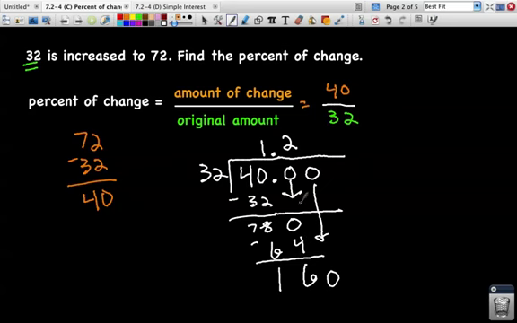And 32 goes into 160. Let's see here. I'm going to take a guess. I'm not sure, so let me guess and check. I think it's going to be 5 times, though. Let's look. So 32 times 5 is 160. Perfect.